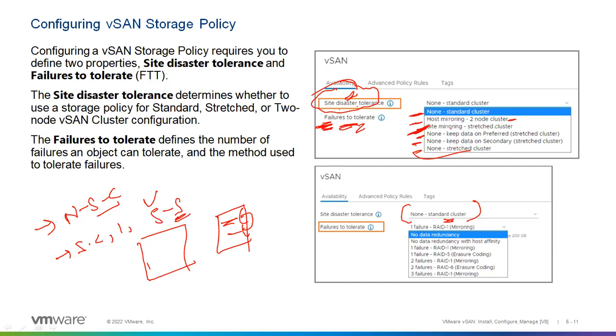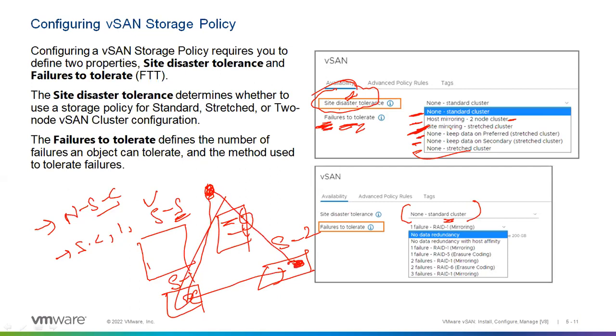Site mirroring stretch cluster means that we want to apply the policy to a single cluster which is stretched between site 1 and site 2. It means that whatever data is written to any of the VMs, that data will create 2 copies, one on site 1 and one on site 2.